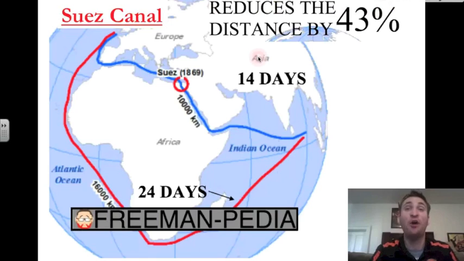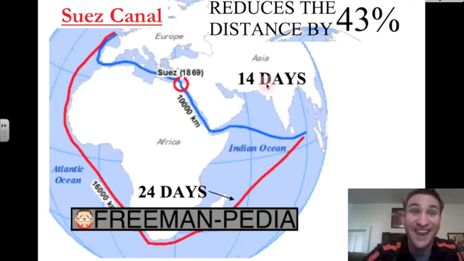And the Suez Canal reduced the distance it took to get from Europe to Asia by 43%. Rather than taking 24 days, it took only 14 days. This was a game changer in trade in Europe and Asia.